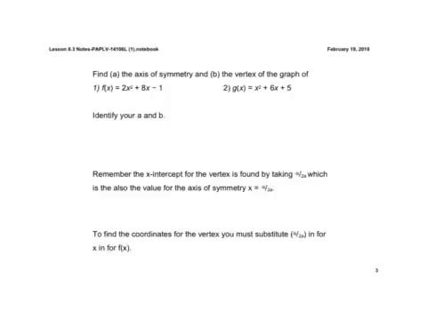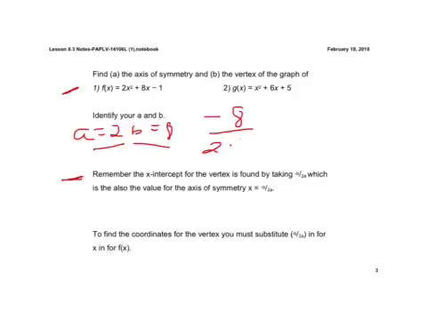So in example 1 here, we want to identify our a and b first. So our a is equal to 2 and our b is equal to 8. And so remember, the x value of the vertex is found by taking the negative b over 2 times a. So our b is 8, so a negative of 8 divided by 2 times a, well in this case a is 2. So now I get negative 8 divided by 4 is a negative 2, and that is the x value of our vertex. So x equals negative 2 is the axis of symmetry.